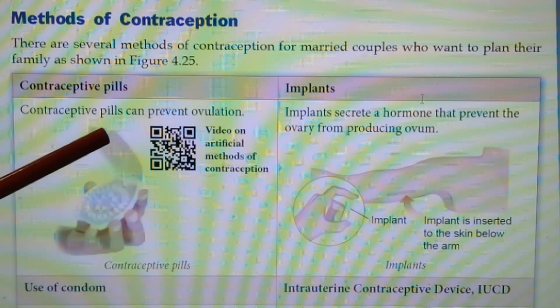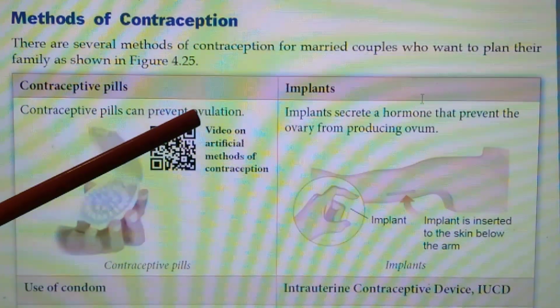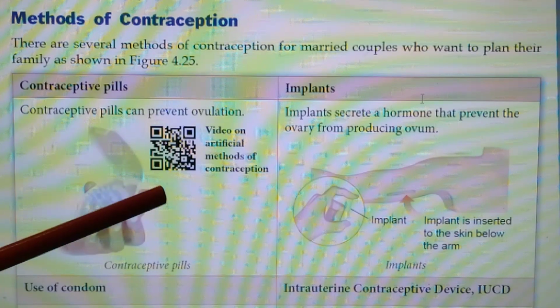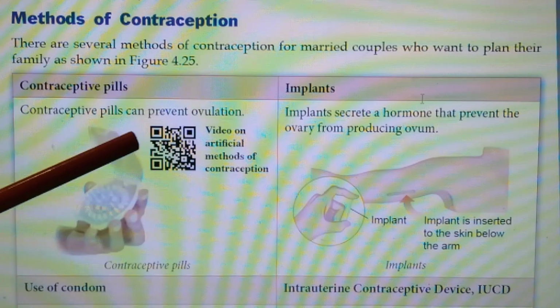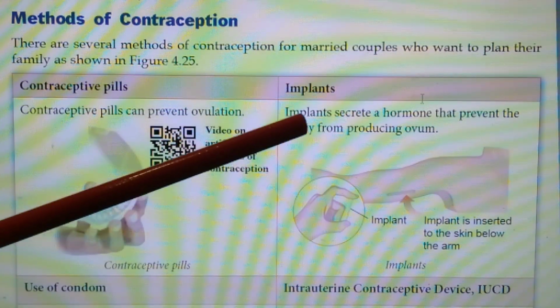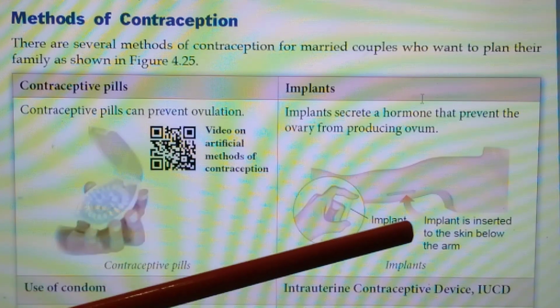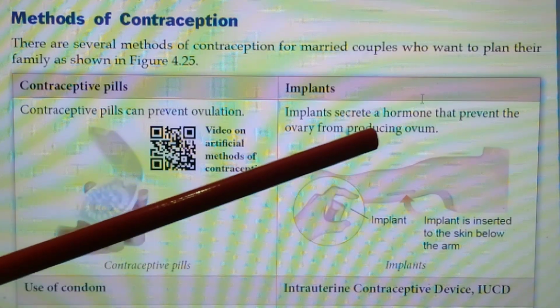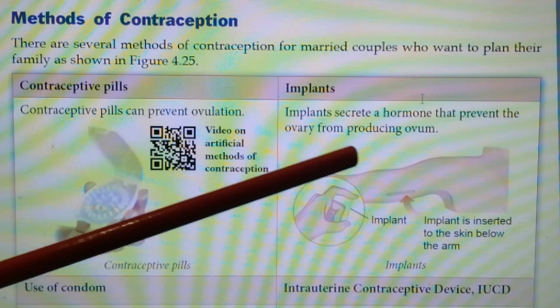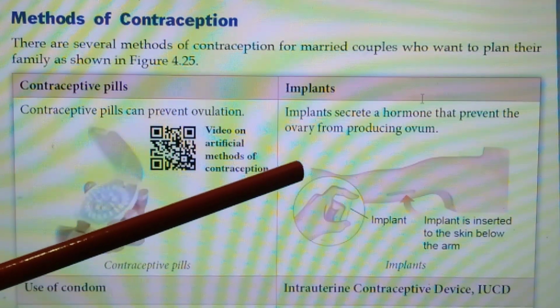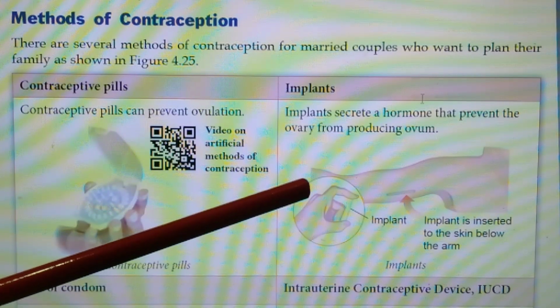The first one is by using contraceptive pills. These pills can prevent the process of ovulation, in which we know that the ovary will have an ovulation process to produce ovum. So this pill can prevent the production of ovum. Second is implant. By putting an implant that is inserted into the skin below the arm, it will secrete a hormone that prevents the ovary from producing ovum. So this is the second method to control by preventing the production of ovum from the ovary.